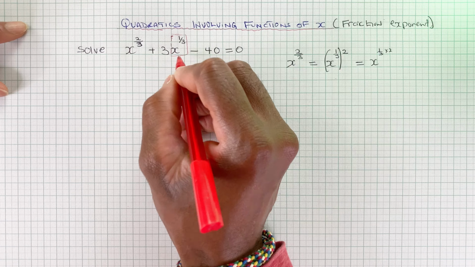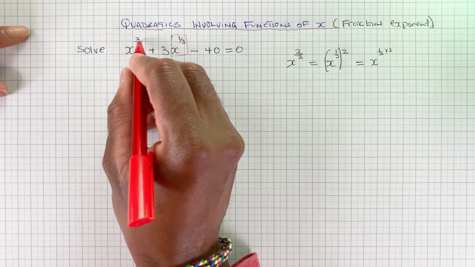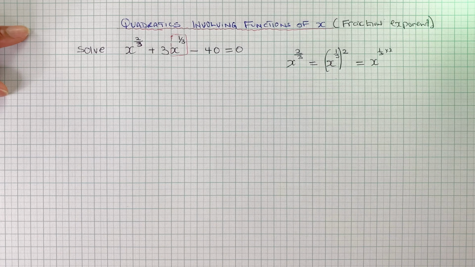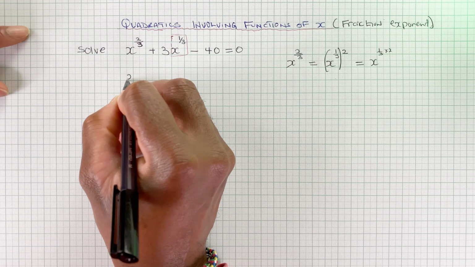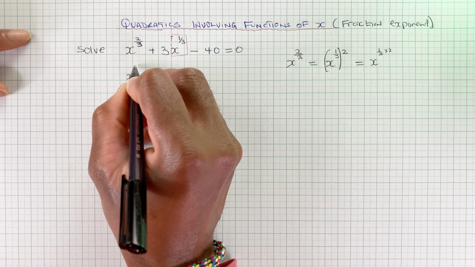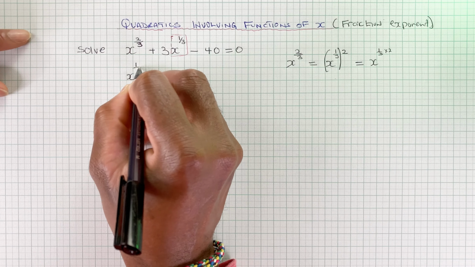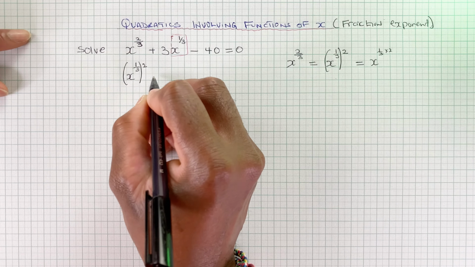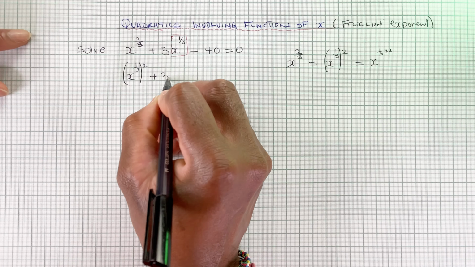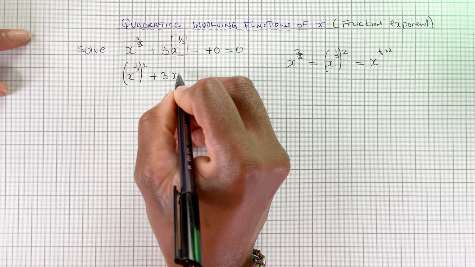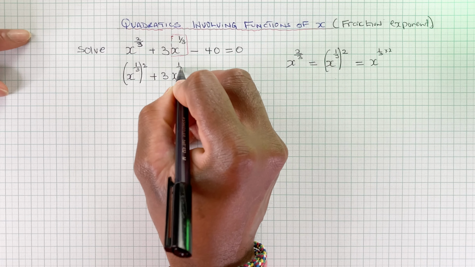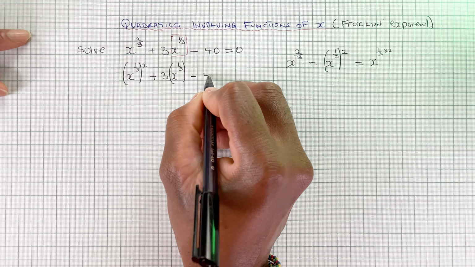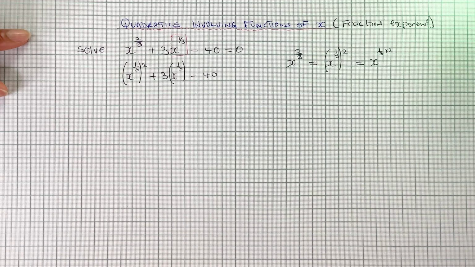So that's giving us a clue here, because we have x to the power 1/3 here. We also have x to the power 1/3 here. So if I split it up and write it clearly, I could see that that's x to the power of 1/3, all squared, plus 3x to the power of 1/3, minus 40. So that's the clue there.